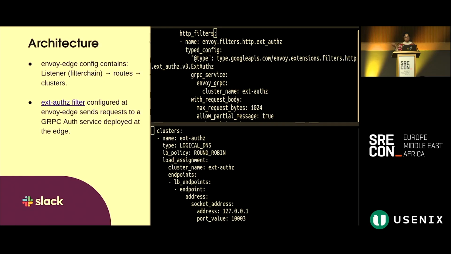This is what the configuration looks like at the Envoy level. You have the filter, which is extauth. You can specify the name of the cluster that it sends to. You can specify how much of the request body that it's going to send. It's sent in bytes. And then the cluster definition, which is basically how to talk to auth service.